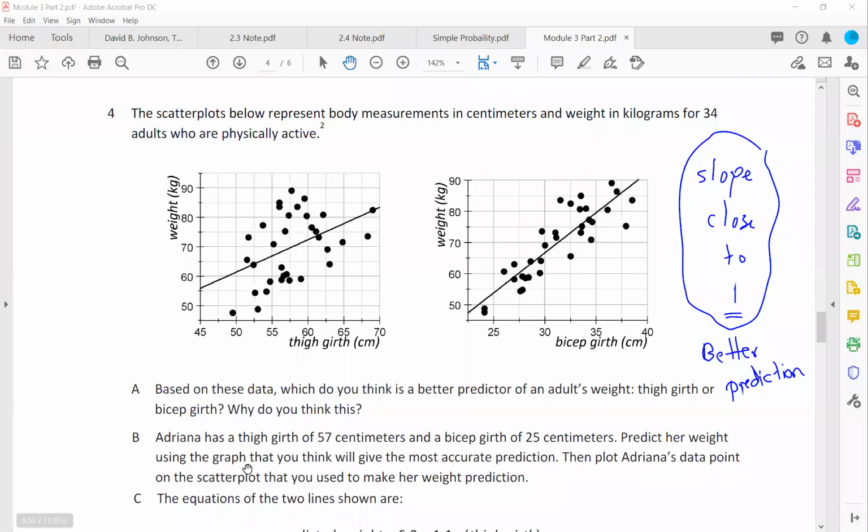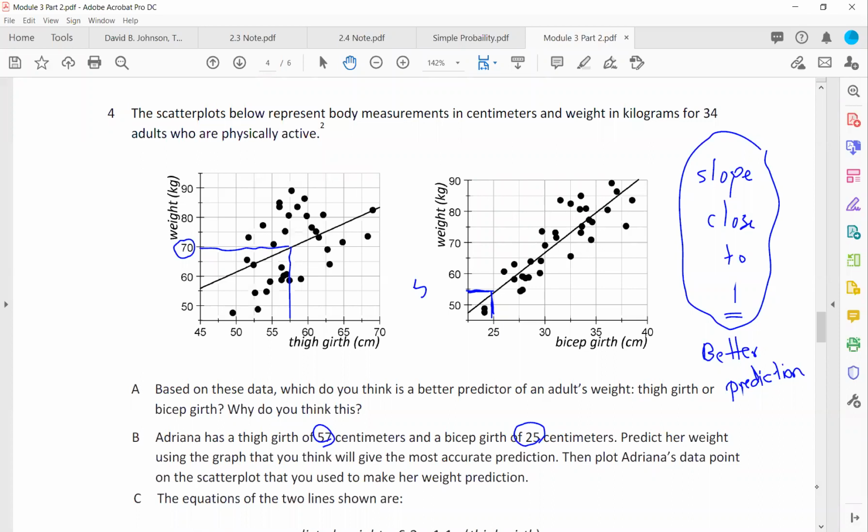Part B: Adriana has a thigh girth of 57 centimeters and a bicep girth of 25 centimeters. Predict her weight using the graph that you think will give the most accurate prediction. Very well. So we have the thigh girth, which is 57. 57 is a number close here. If we use the regression line, we expect the weight to be close to 70 kilograms. If we use the bicep girth, 25 is here. The weight is actually 55.